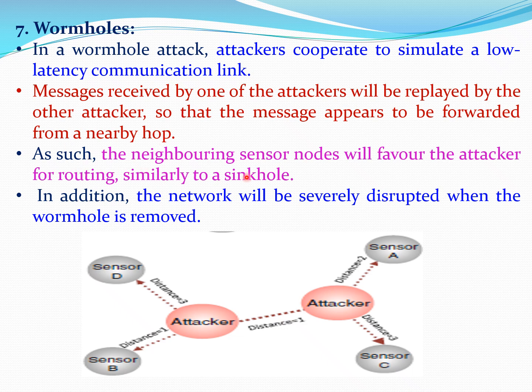As such, the neighboring sensor nodes will favor the attacker for routing, similar to a sinkhole. In addition, the network will be severely disrupted when the wormhole is removed. See here, this is the wormhole. That is the attacker here. The attacker will say that it is the nearest node in the routing path to sensor node D, but actually it's not. So these two are wormholes. Now if these two are removed, what happens? The entire network will crash.